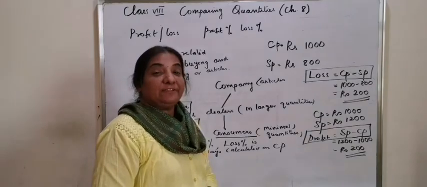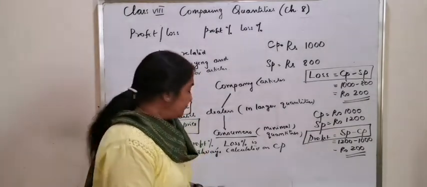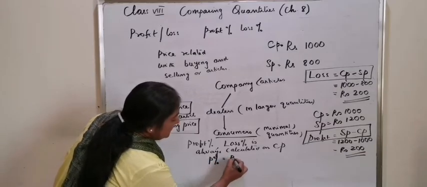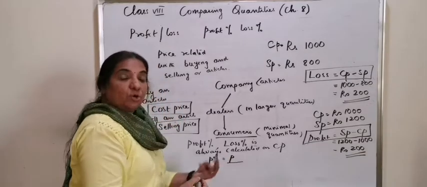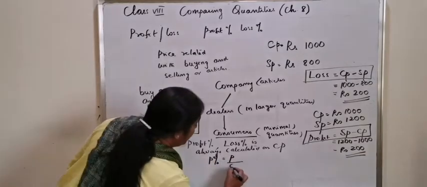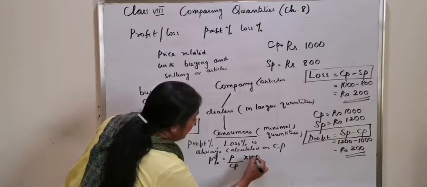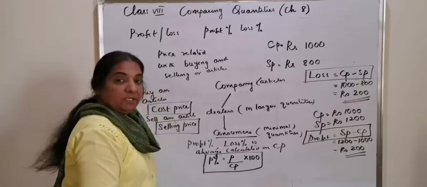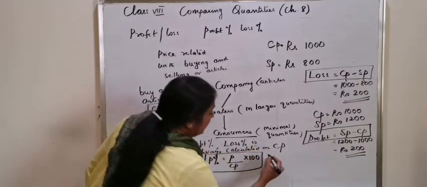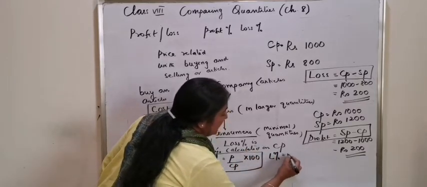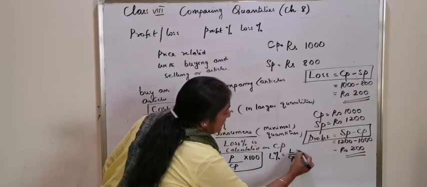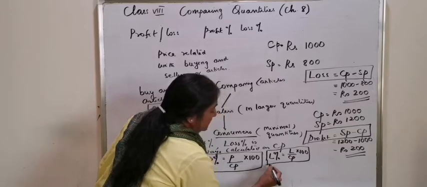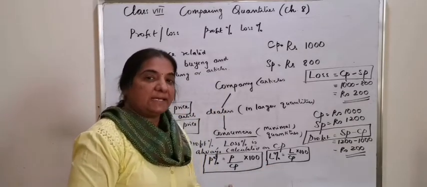So what will be the formula for profit percent? The profit percent is the profit obtained upon the cost price, into 100. Profit and loss percentage is always calculated on the cost price. Similarly, loss percent will be calculated as loss by CP into 100. So we discussed profit and loss.